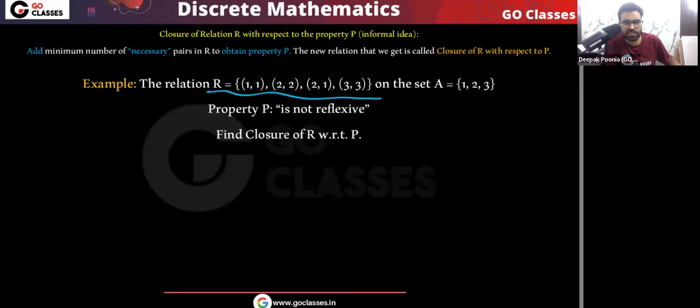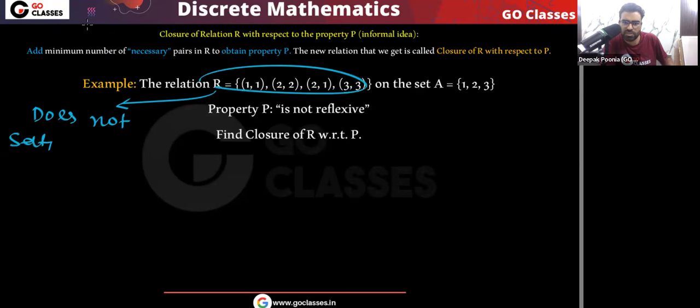Does this relation satisfy the given property P? Property P is not reflexive, but actually this relation is reflexive, because the base set is 1 to 3 and all the reflexive pairs are there. So the relation R does not satisfy property P.